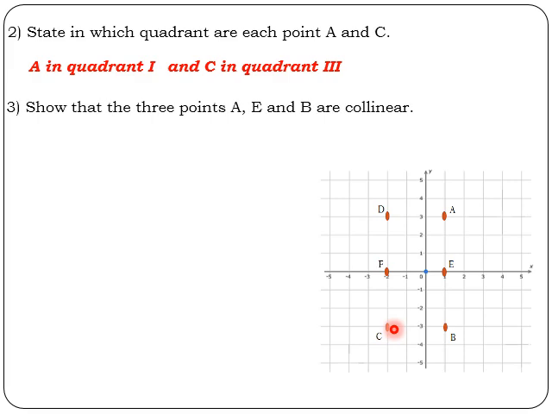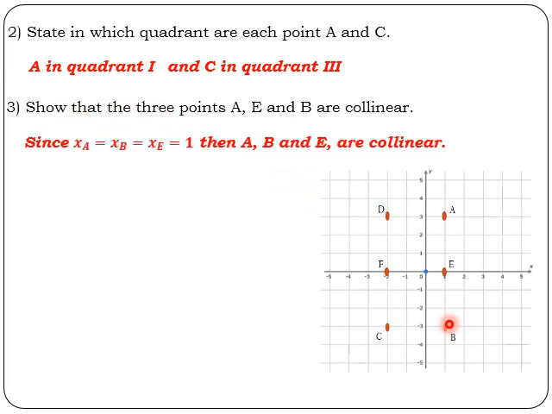Show that the 3 points A, E, and B are collinear. A, E, and B. Are they collinear? Yes, if I join them together, they will give me the same line. How to prove? I have to say that A, E, and B have the same abscissa, or in other words, XE equal XB, so A, B, and E are collinear.